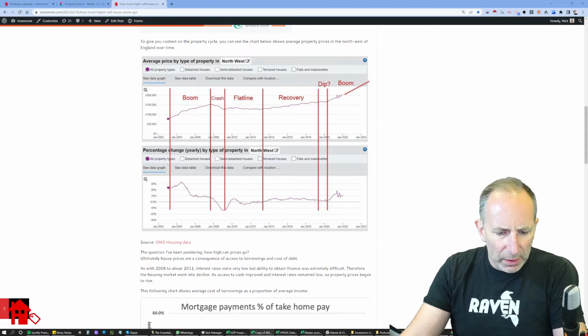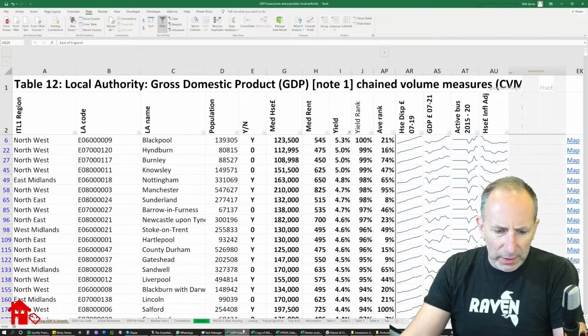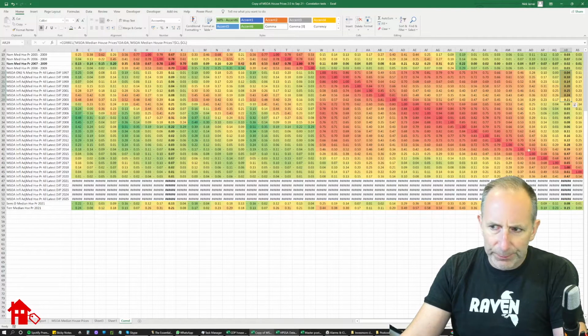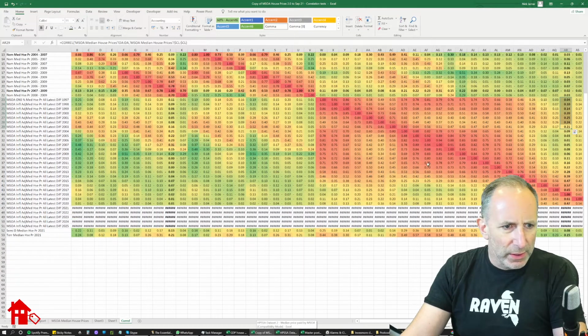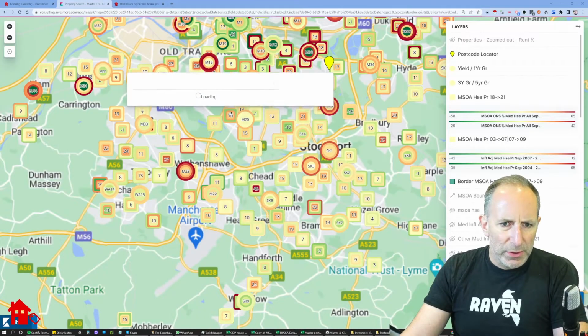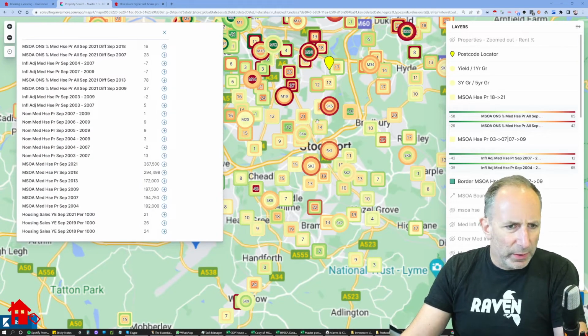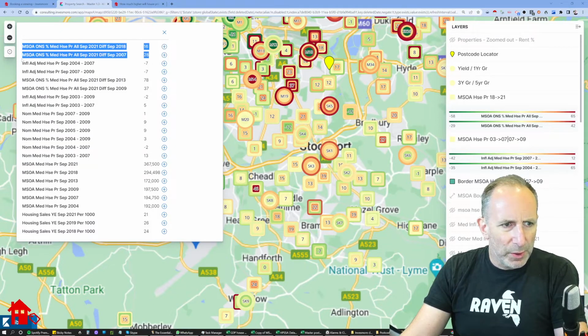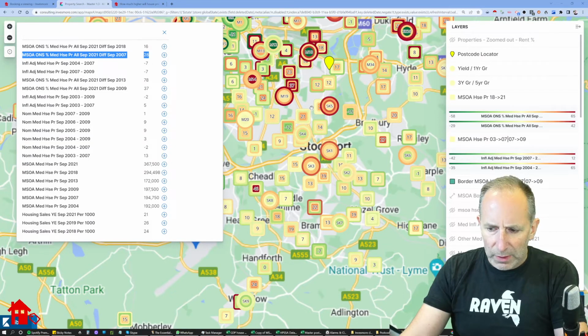Well, for me, one of the best metrics is, I'll open this up, one of the best metrics is this. This is all the MSOA data mapped out on a map. And for me, I would say it's the difference in house prices from 2007.